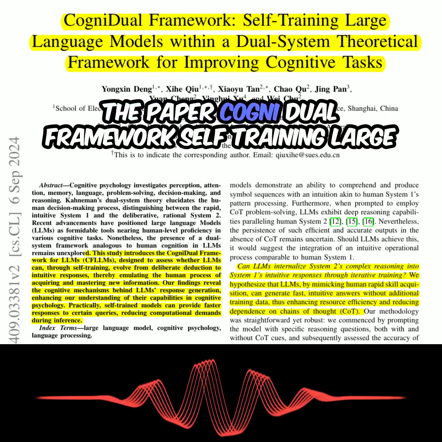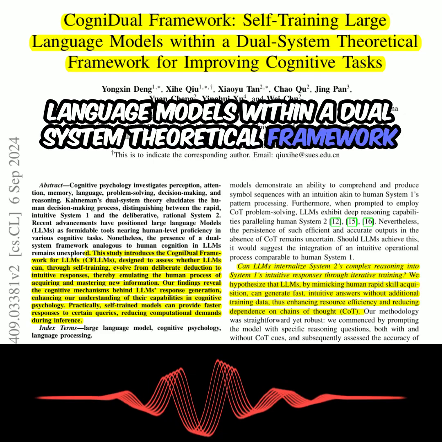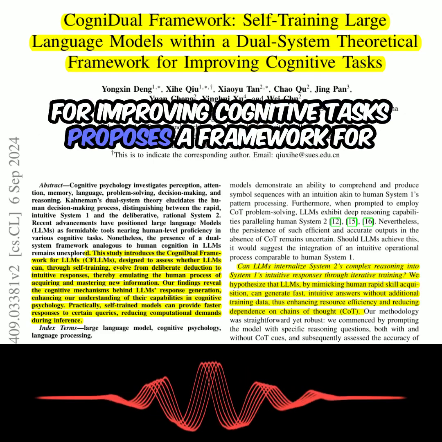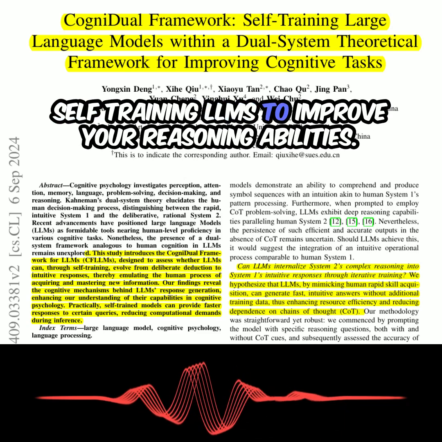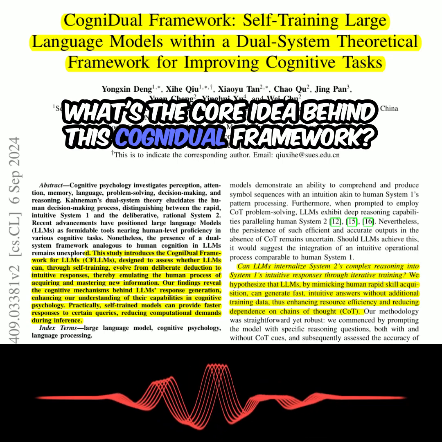The paper, CogniDual Framework: Self-Training Large Language Models Within a Dual System Theoretical Framework for Improving Cognitive Tasks, proposes a framework for self-training LLMs to improve their reasoning abilities. What's the core idea behind this CogniDual framework?